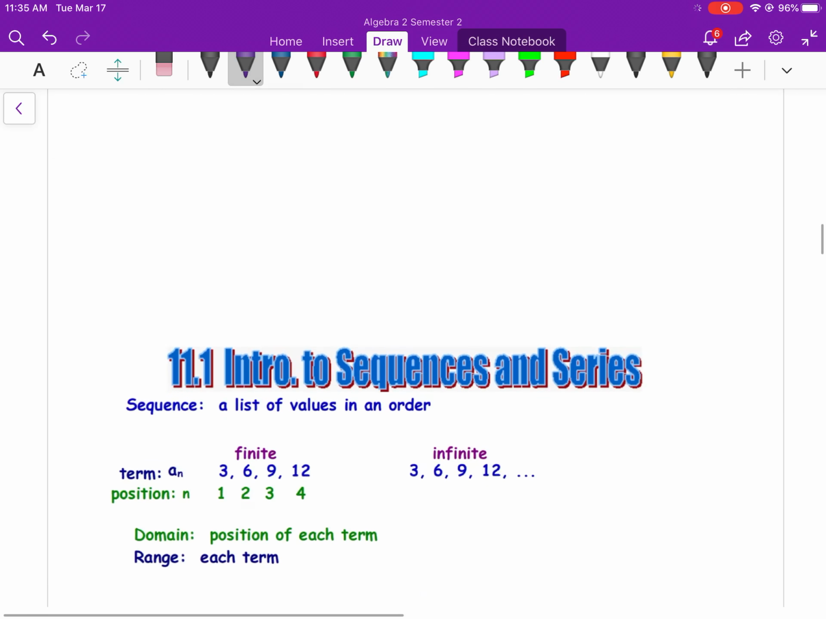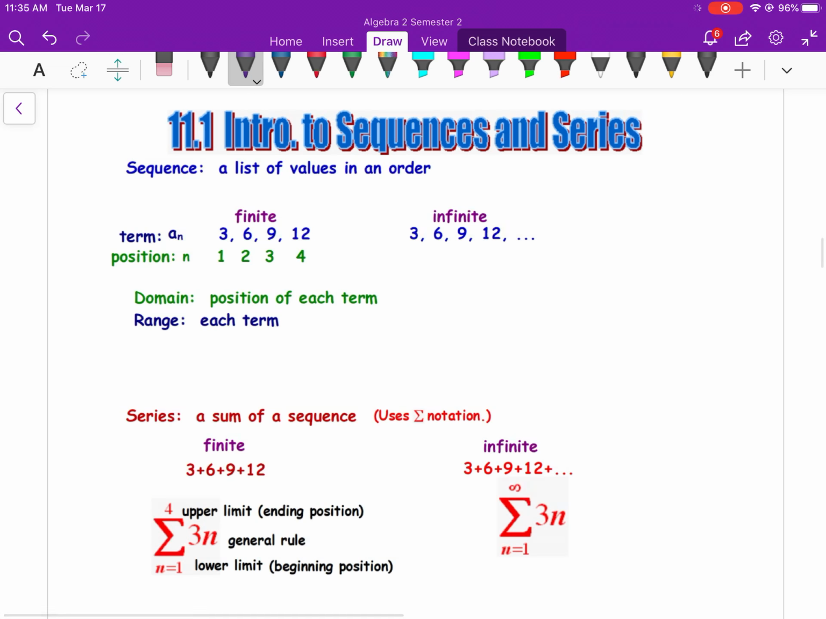Now, again, a sequence, a list of values in an order. Again, it will have that same pattern all the way throughout. Okay, for example, if we look at the finite, meaning it finishes. Okay, for example, we got 3, 6, 9, 12. That sequence is done. Okay, there's 4 terms through that sequence.